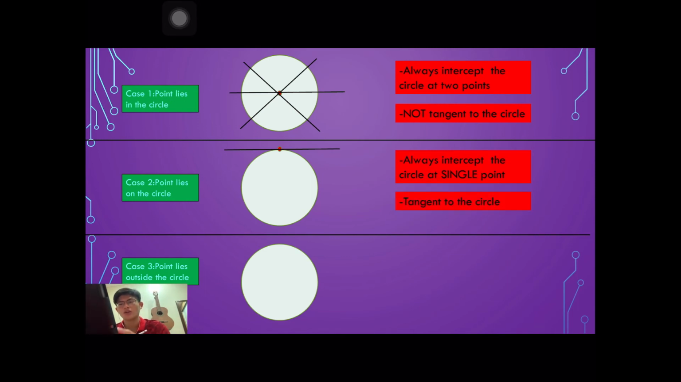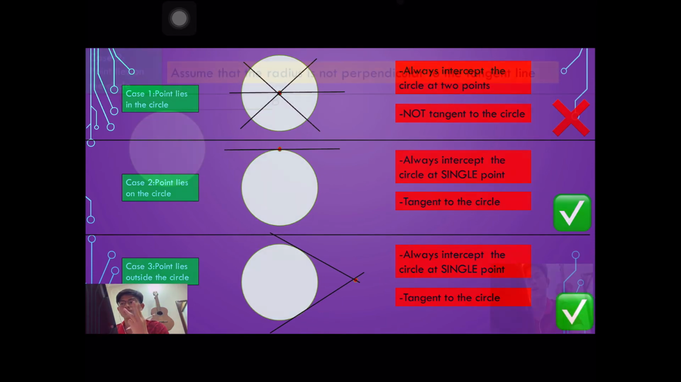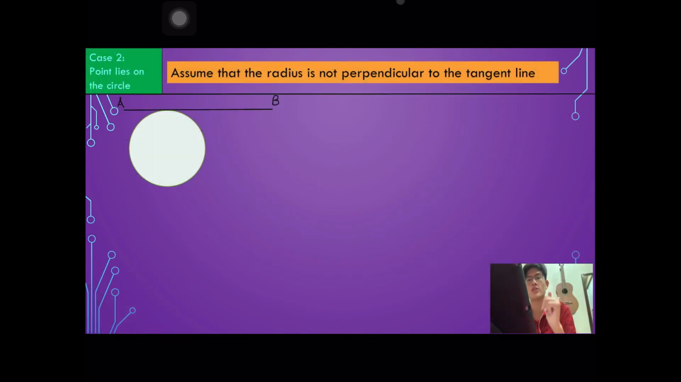Case 3. When the point lies outside the circle, if we extend the point into lines, the lines will always intercept the circle at a single point, so this is also a tangent to the circle. So now, case 1 is out and we are only considering case 2 and case 3. Now, let us consider case 2 when the point lies on the circle. Let us first make an assumption that the radius is not perpendicular to the tangent line.